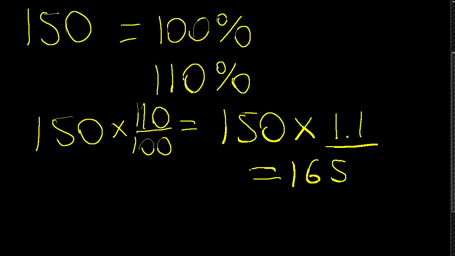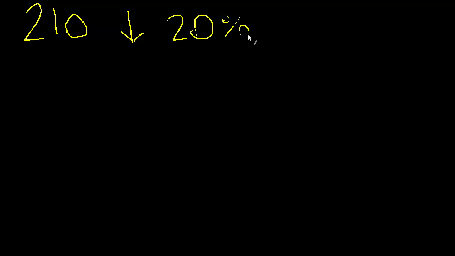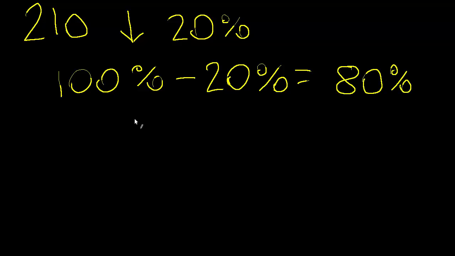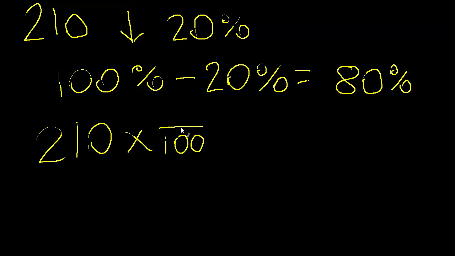So if we look at a second example where we're decreasing, if a camera is normally £210, but I decrease it in a sale by 20%, what's my final amount? So 210 is our starting amount, 100%, and we're going to reduce the price by 20%. So we're really looking for 80% of our original price. So how do I find 80% of 210? I multiply it by 80 over 100.